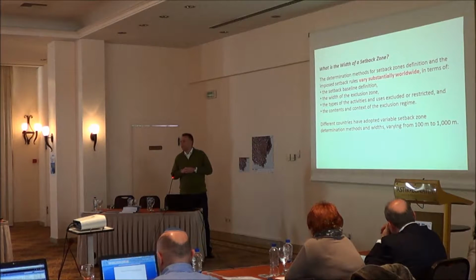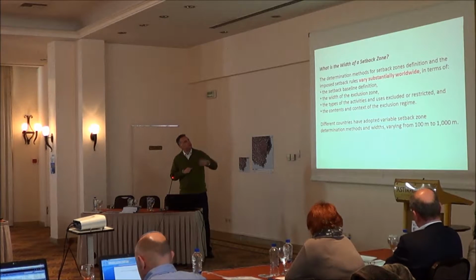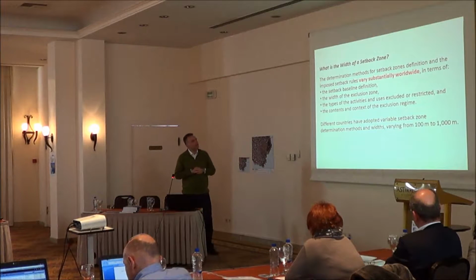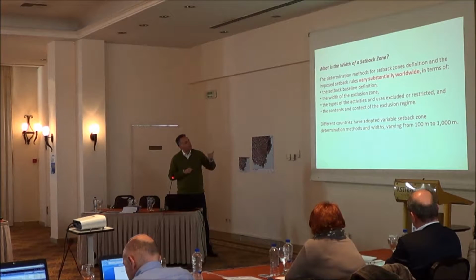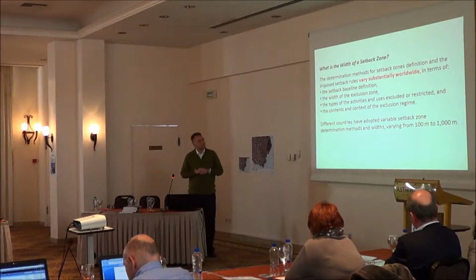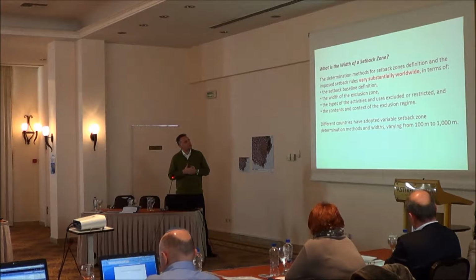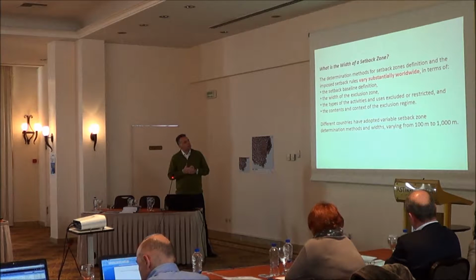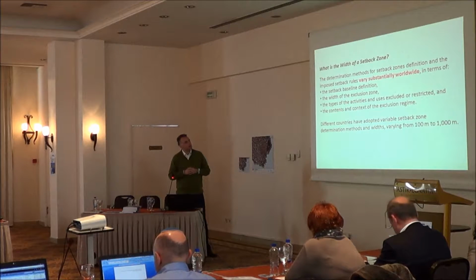So we found a report by FAO that says that we have imposed setback rules which vary substantially worldwide. In terms of the setback baseline definition, different countries apply different definitions. The width of the exclusion zone, the types of the activities and uses which are excluded or restricted, and the contents and context of the exclusion regime. Just to give you an idea, different countries use setback zones varying from 100 up to 1,000 meters.